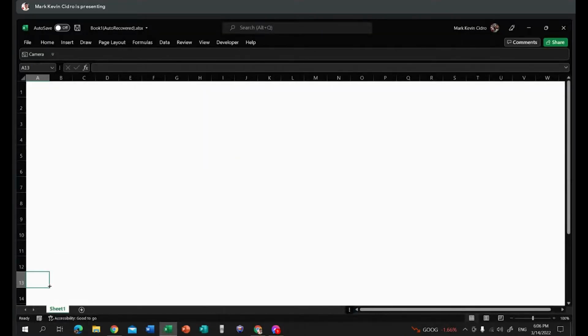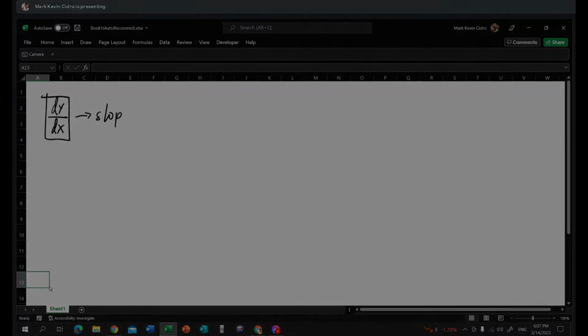Okay, so as I have said, what I'm going to discuss today is about the derivative. The derivative can be defined as the slope of a line, right? The slope of the curve at a single point. But if it is just linear, it is the slope of the line. The first derivative, the derivative of y with respect to x, is denoted by dy over dx. This is actually the slope of the line at a single point.